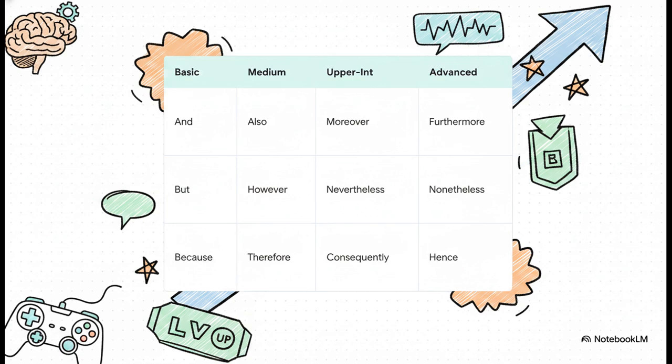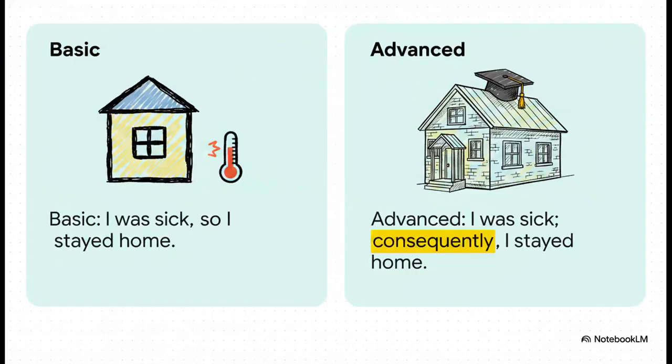Instead of also, use moreover. Instead of a basic but, try nevertheless, or the highly advanced nonetheless. Instead of just saying so, try dropping in hence or subsequently. Let's actually look at this in practice. Take a super basic sentence. I was sick, so I stayed home.